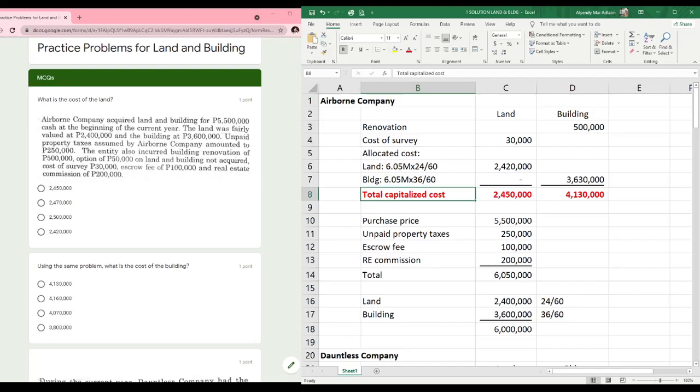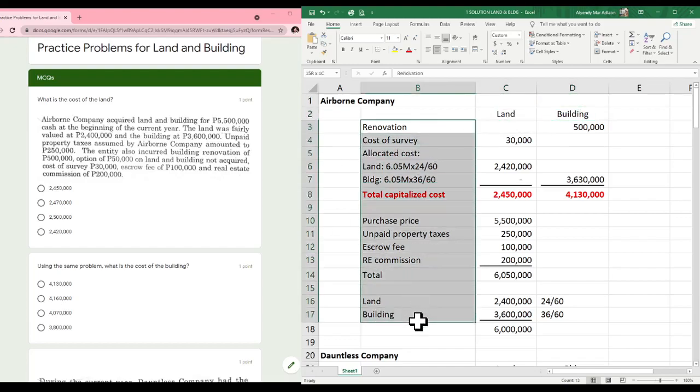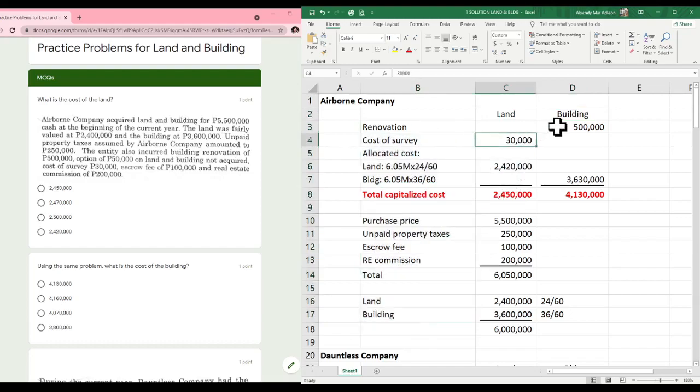The entity also incurred building renovation of 500,000, option of 50,000 on land and building not acquired, cost of survey 30,000, escrow fee of 100,000, and real estate commission of 200,000 pesos. So how much is the cost of the land and the building? The first thing to do is to label. So you put there land and building, and then you list down all the costs that were mentioned, and then you assign it either to the land or to the building.